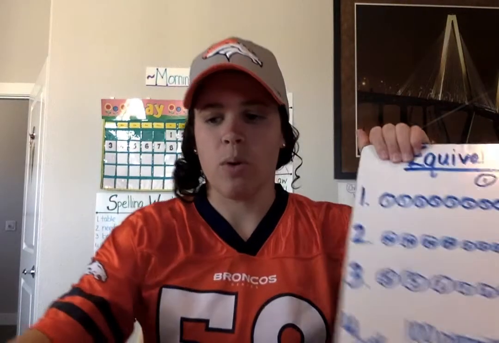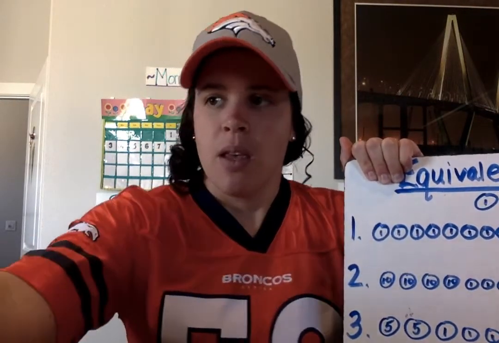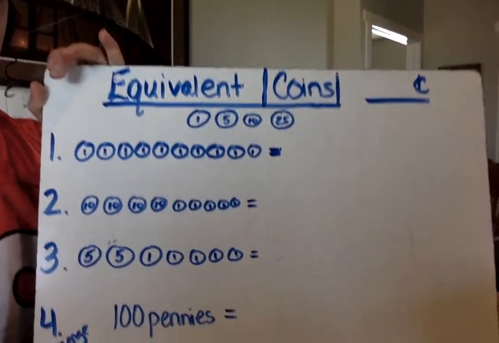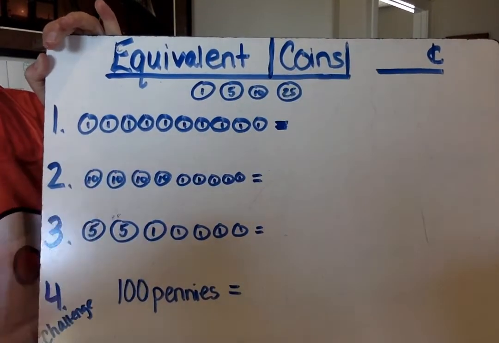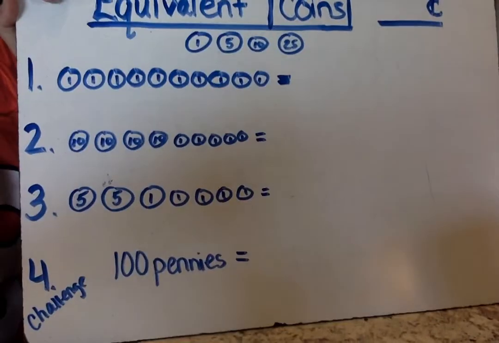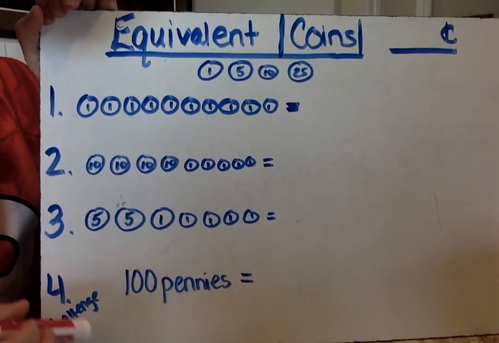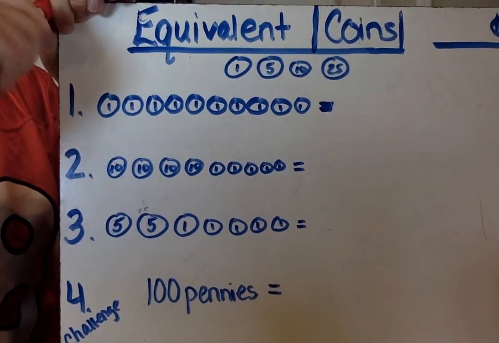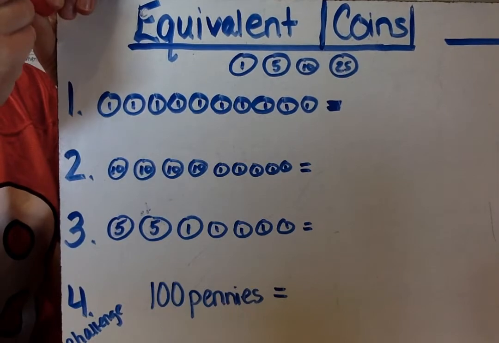So let's take a look at the practice problems that I want you to do. You're going to need paper and pencil, or a whiteboard will work just fine. Let me move my water. And here we go. Our title is equivalent coins, and then I have your cent sign up here. You have 4 problems. One of them is pretty challenging, but I think you can handle it. So let's look at number 1.